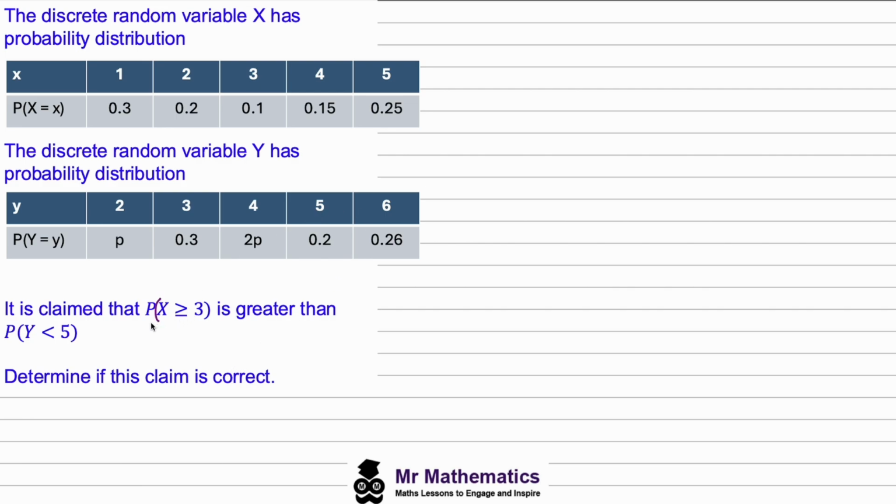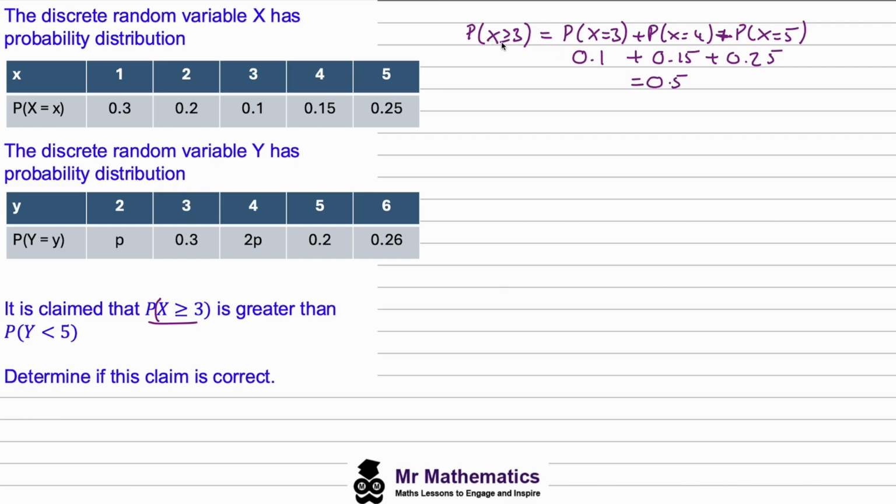Okay, so if we begin with the first statement, the probability of x being greater than or equal to 3. Well, this means it could be equal to 3, or it could be equal to 4, or it could be equal to 5. I'll change that to a plus. And then we can add each of these together. So we get 0.1 plus 0.15 plus the 0.25. And this gives us 0.5. So this is the probability of x being greater than or equal to 3.